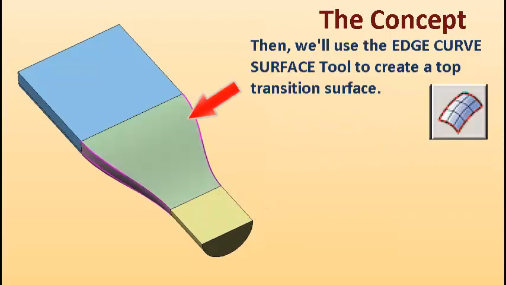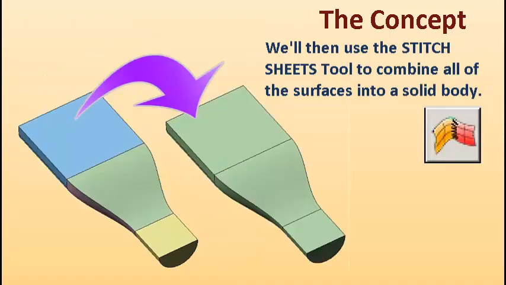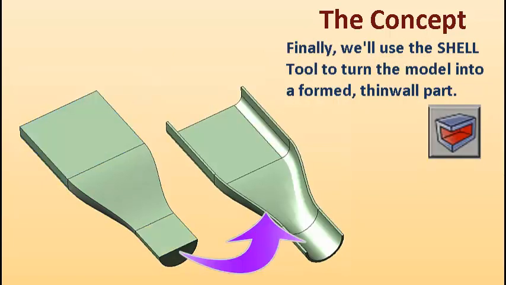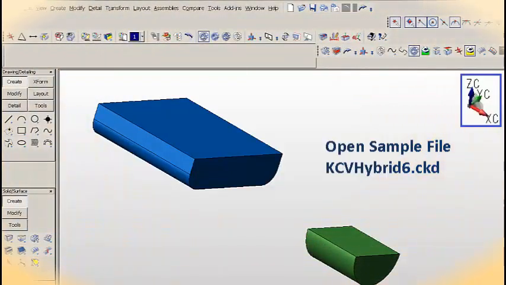Then we'll use the Edge Curve Surface tool to create a top transition surface. We'll then use the Stitch Sheets tool to combine all of the surfaces into a solid body. Finally, we'll use the Shell tool to turn the model into a formed thin wall part. So let's work with an actual file. Open sample file KCV hybrid 6.ckd.